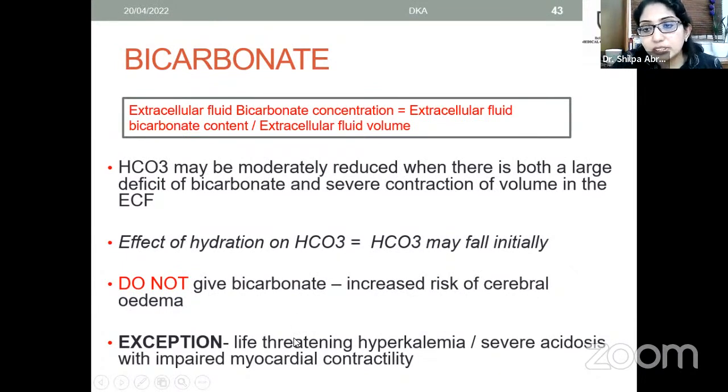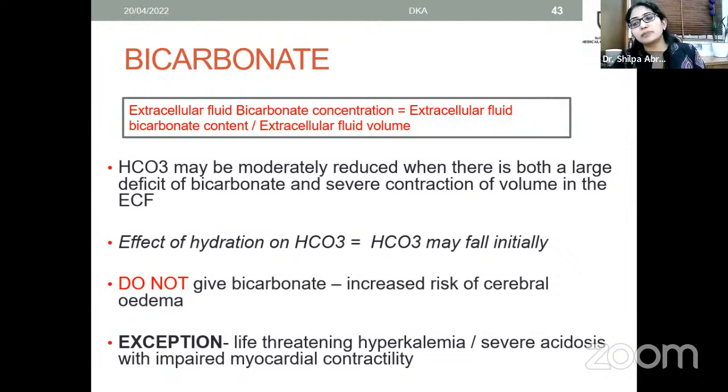Anyway, the point is that you do not give bicarb because there is an increased risk of cerebral edema. So in DKA, even if your pH is 6.8, please do not push bicarb. The only indication is a severe life-threatening hyperkalemia, which is very rare because we know DKA is associated with potassium loss.